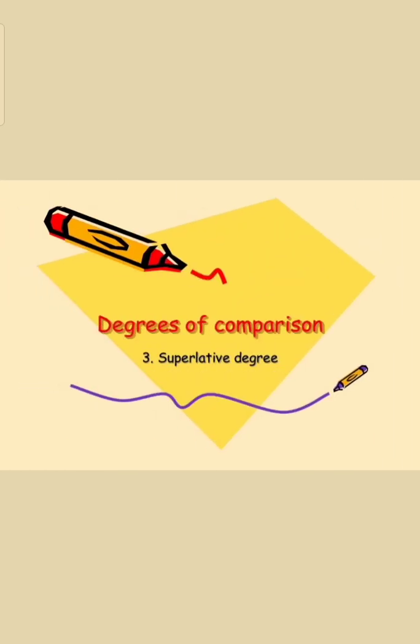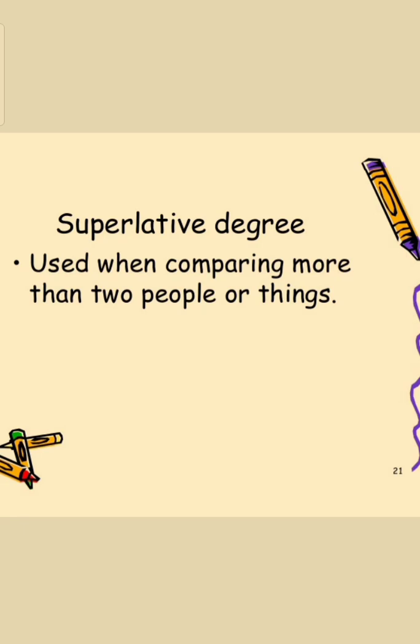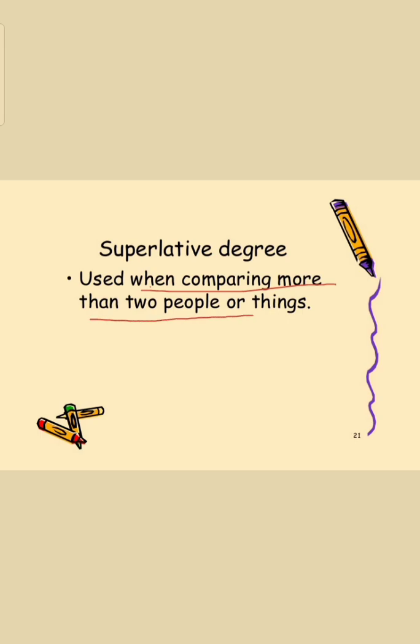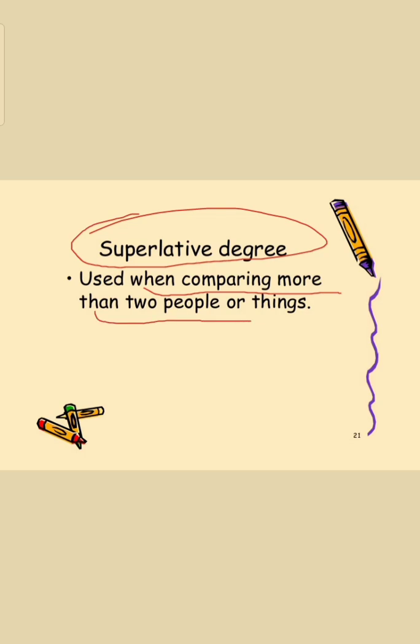Next, superlative degree. Now we will discuss superlative degree, right? Okay. So we use superlative degree when comparing more than two people or things. যেতিয়া দুটাতকৈ বেছি বস্তু বা মানুহক আমি কম্পেয়াৰ কৰোঁ, তেতিয়া আমি superlative degree ইউজ কৰোঁ. This is very important, you remember it, right? So I repeat, we use superlative degree when we compare more than two people or things. দুটাতকৈ বেছি হ'ব লাগিব, ঠিক আছে?